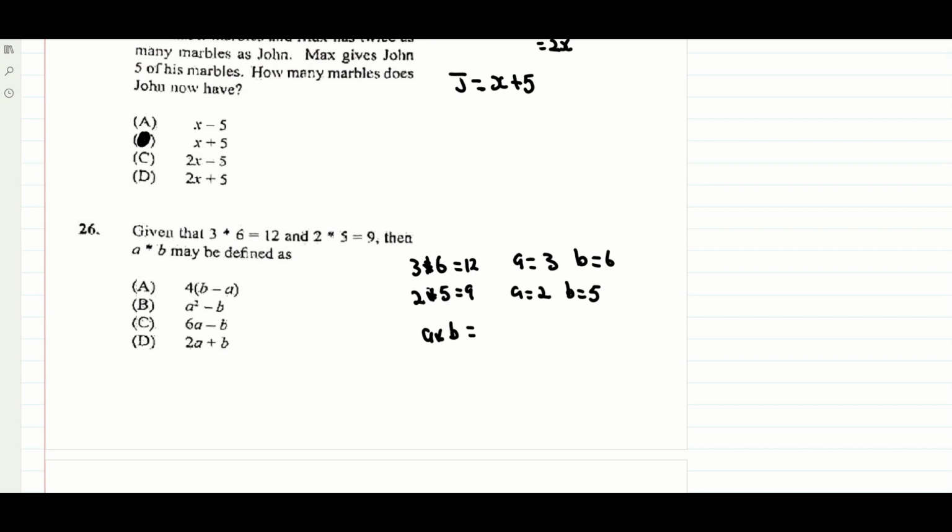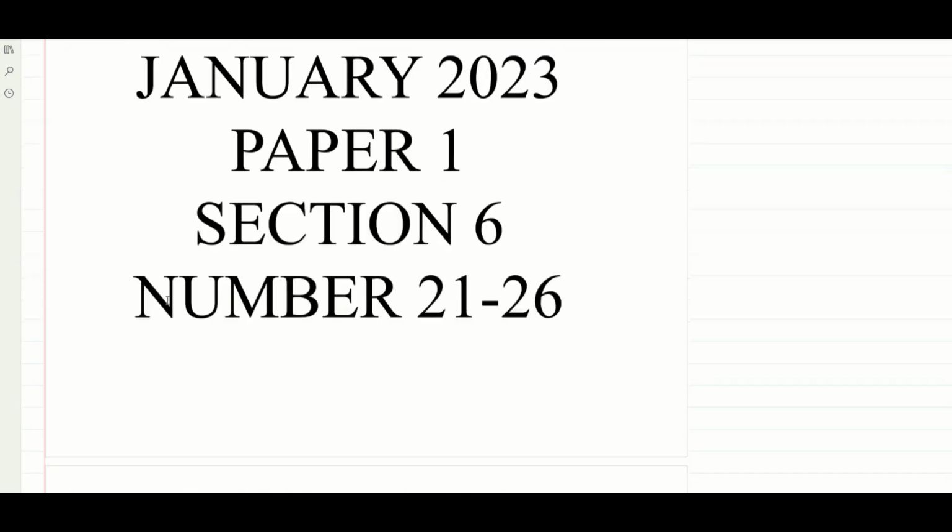So if you are doing that, you can say when A is 3 and B is 6, that's 2 by 3 plus 6, 2 3s are 6, 6 plus 6 is equal to 12, and then 2 by 2 plus 5, that's 4 plus 5 is equal to 9. So we are getting the same answers they get here, so the answer would be D, right, for number 26. Right, and that is the end for May, June 2023.